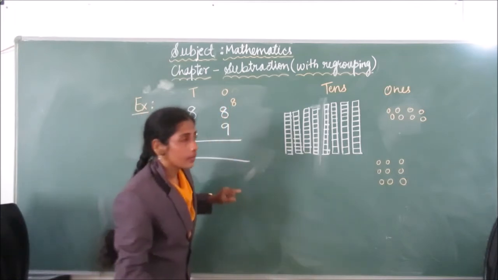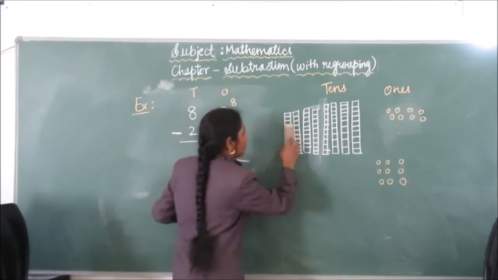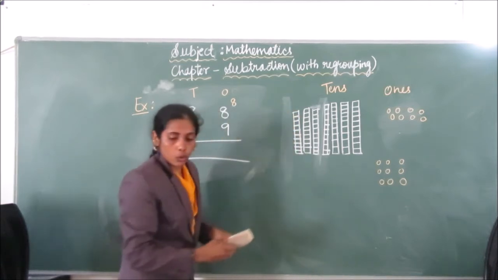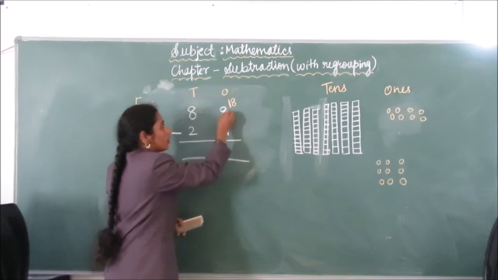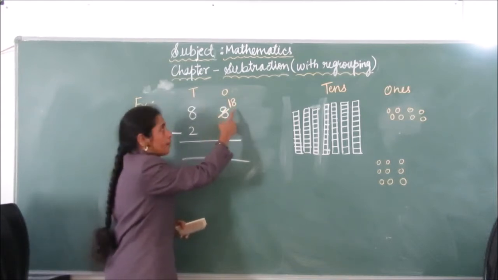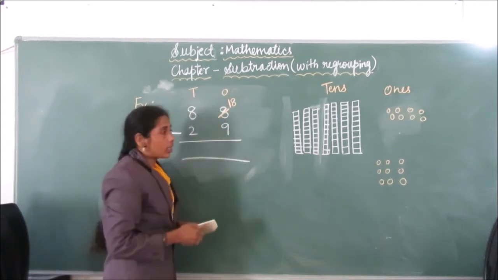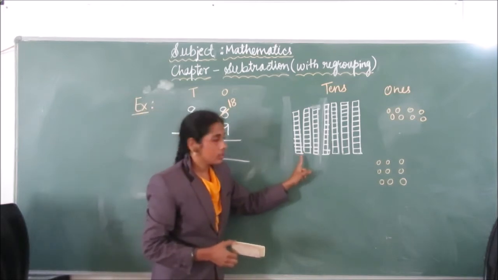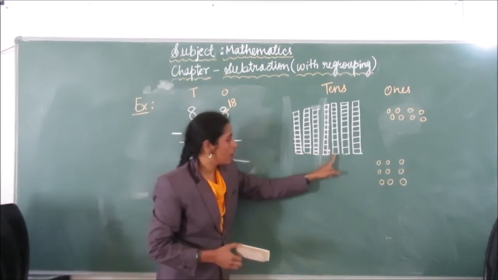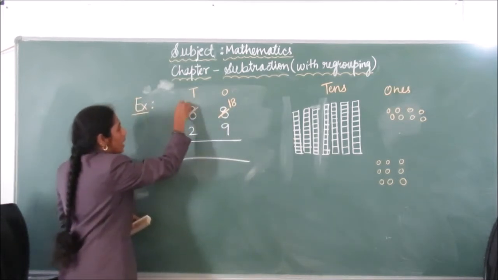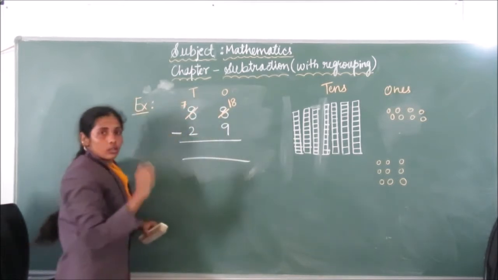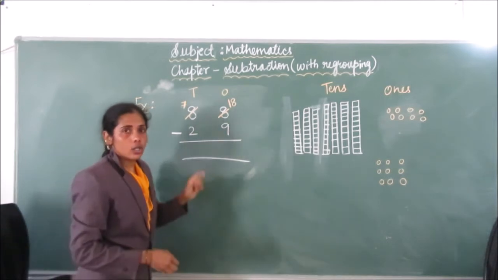The remaining, okay, I'll grab this one. This 10 will go to the place of ones. This 8 will become 18. Now count: 1 ten, 2, 3, 4, 5, 6, 7. How many tens? 7 tens. Got the answer? Okay, understood?